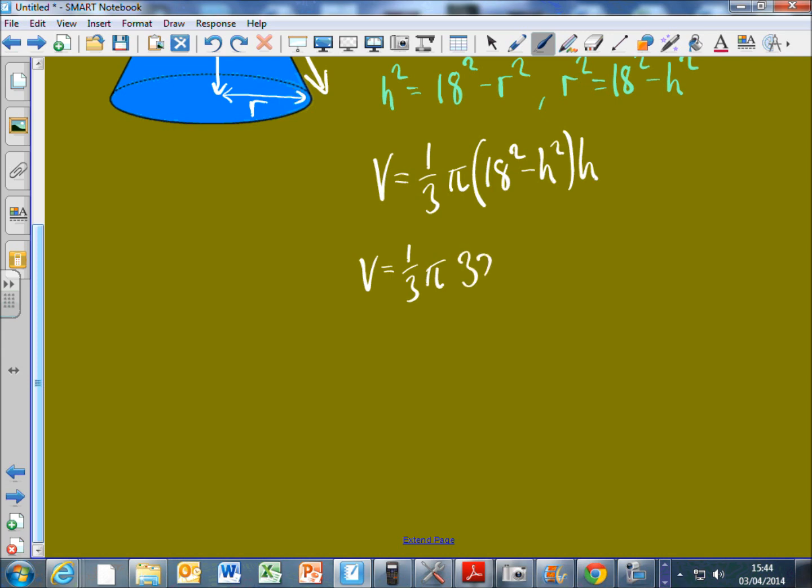This is 324h. Okay. Minus h cubed, because I times everything by h there. So I'm going to divide everything through by 3. So I get 324 divided by 3. Now what's that going to be? Is that 108? I think that's 108 pi h. And then I'm going to get minus h cubed pi over 3.